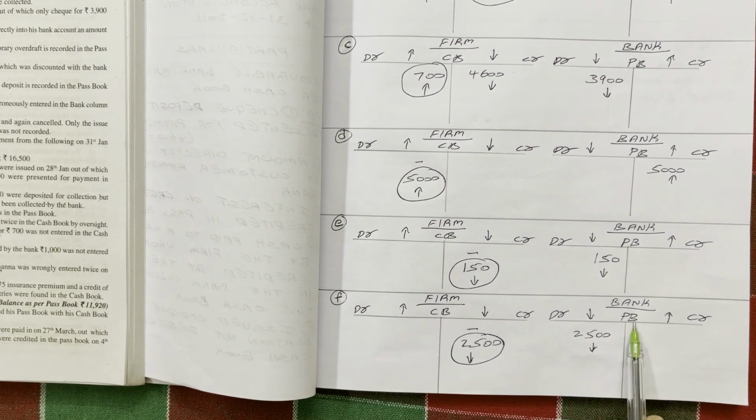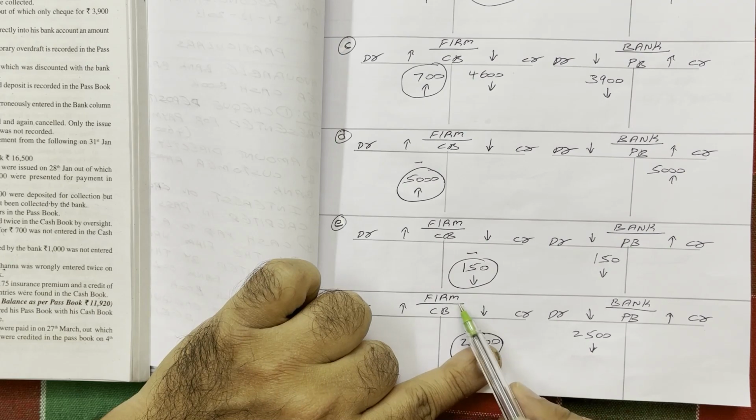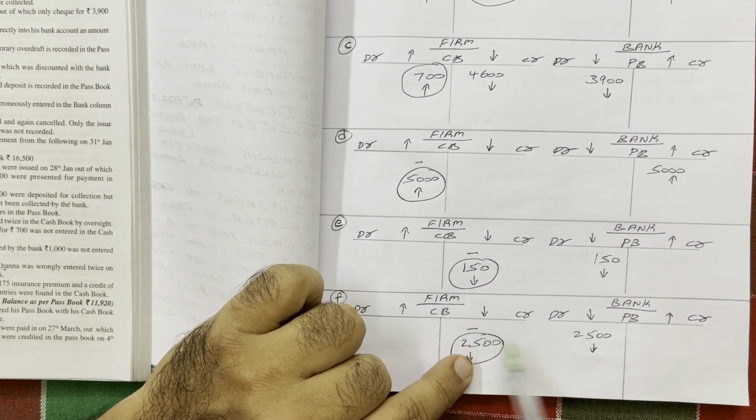In passbook, decrease means which side? Debit side. So 2500 is debited in passbook. First in passbook only it will be recorded because bank people are only deducting that amount from firm's account, no? First they only know, no? Firm doesn't know anything about this. Therefore, as per cash book, nothing is created. So there is a difference.